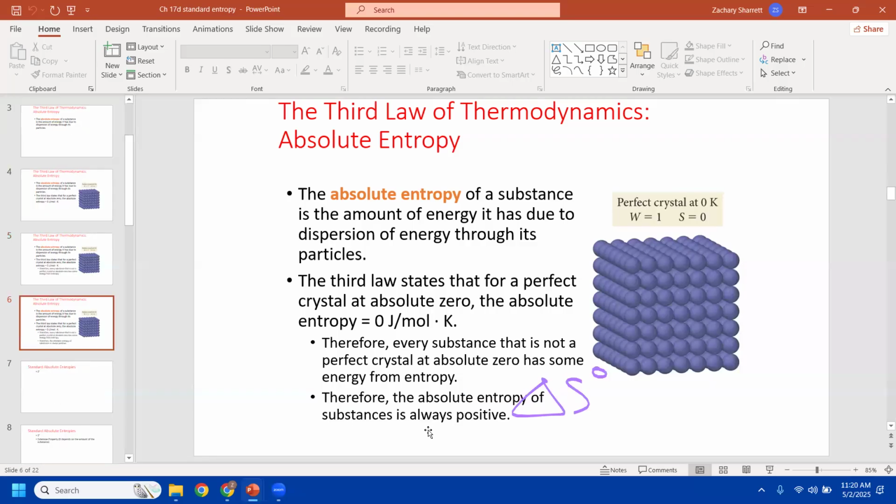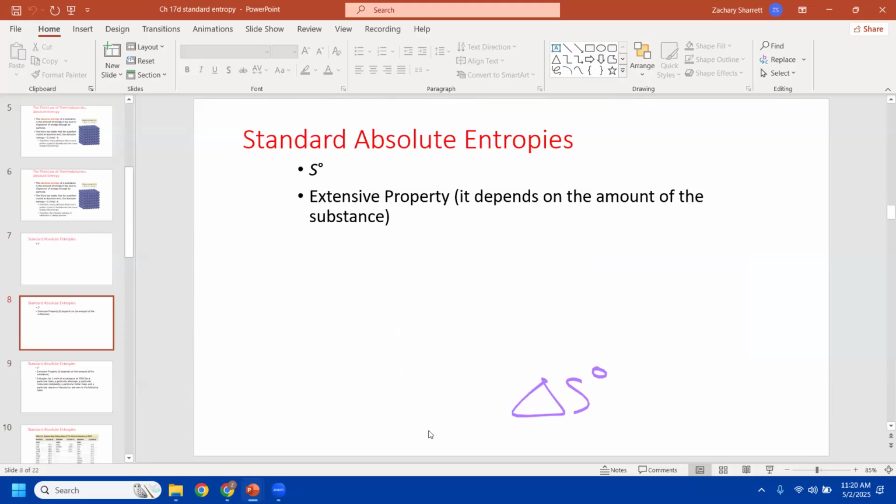The entropy of everything is going to be positive compared to that perfect crystal at 0 Kelvin. So when we say S naught, it is an extensive property. It does depend on the amount of a substance.